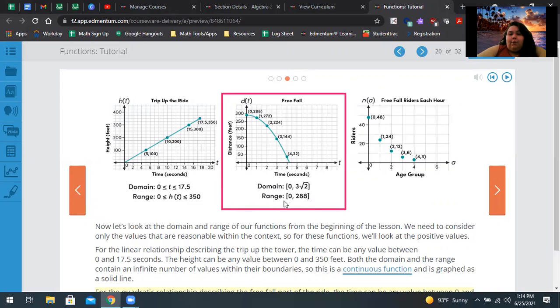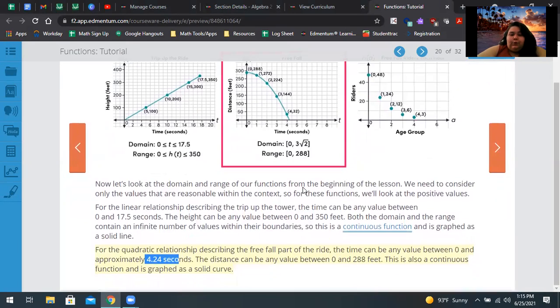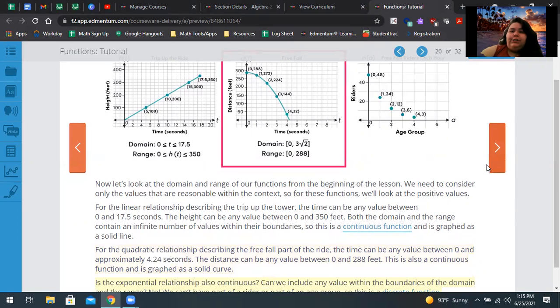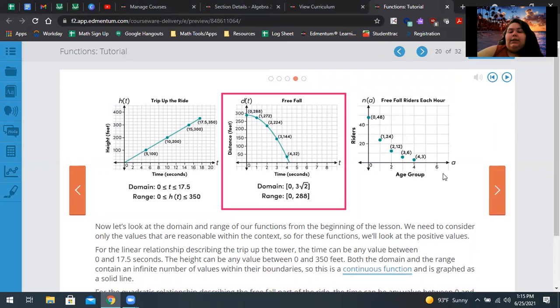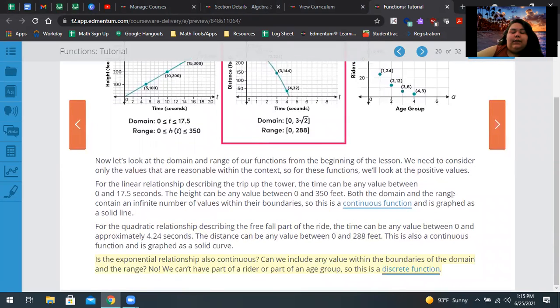So here, the highest point that it's reaching is at 288 feet. The lowest point is 0 feet. For the domain, which is about the time, right? It's going to be from 0 to 3 rad 2, which is similar to 4.224 seconds. So let's move on to the next one, which is the riders. So this one, oh, hold on. Is this an exponential relationship also continuous? Can we conclude any values of the boundaries?